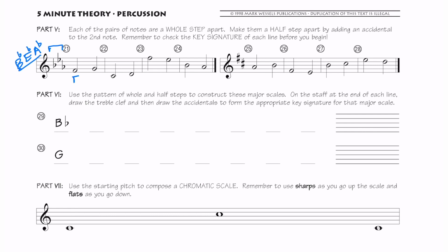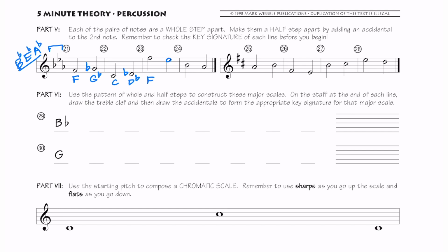So I'm going to say F to G. That's a whole step, but now I need to make the G a half step. Okay, so I make that a half step by lowering the G. F to G flat is a half step. C to D is a whole step. Okay, I think it's pretty obvious. I'm going to lower that D to D flat. Number 23, I start with an F.